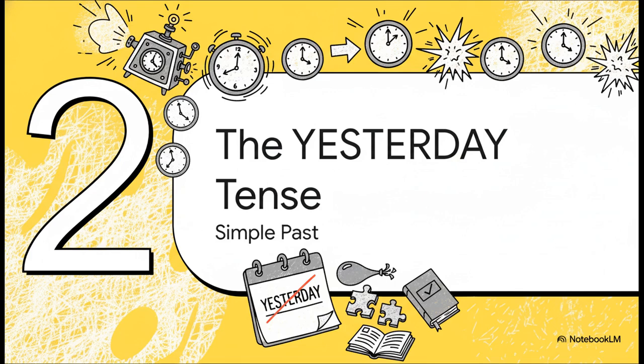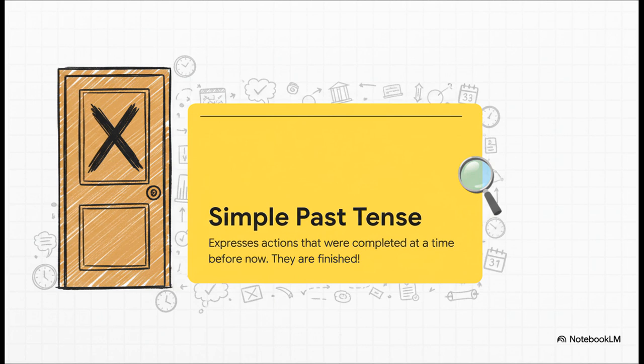Okay, everybody buckle up. We're powering up the time machine and whoosh, we're heading back to yesterday. Let's talk about the simple past tense. This is for all the action that's already done and dusted. The simple past is pretty straightforward. It's for any action that is completely finished. It happened, it's over, it's in the past.